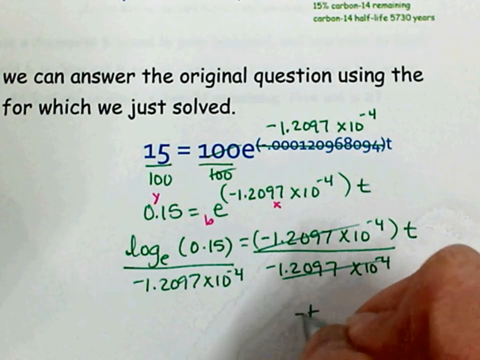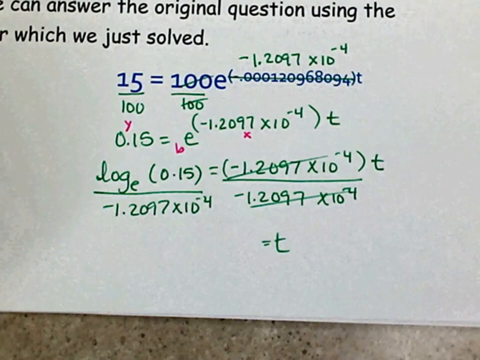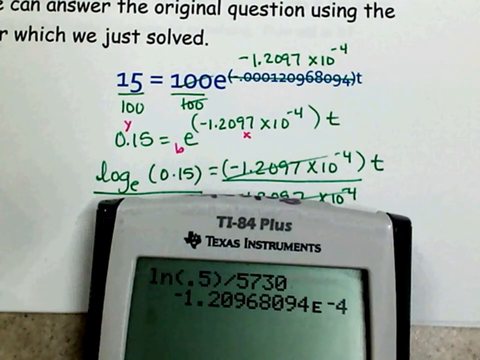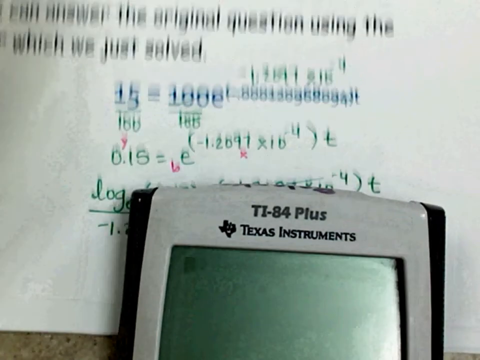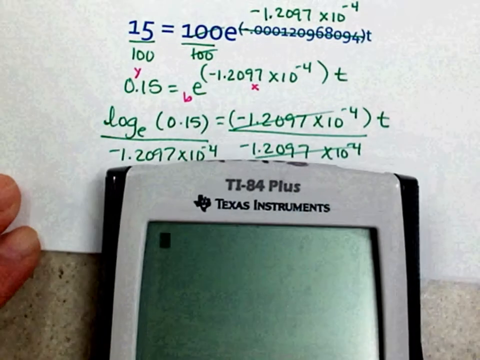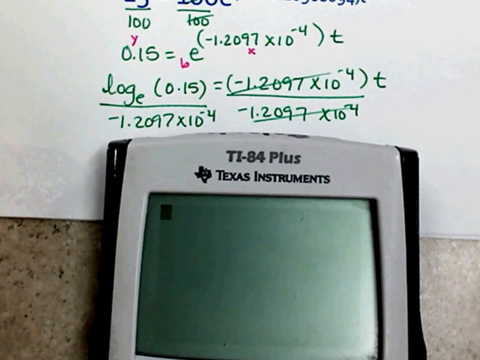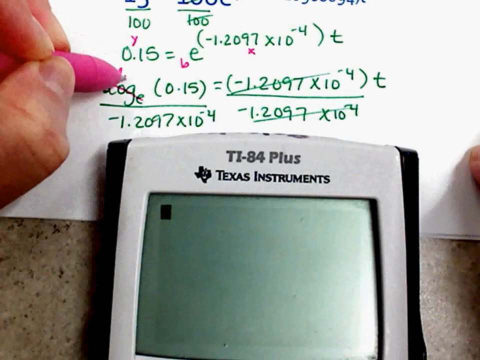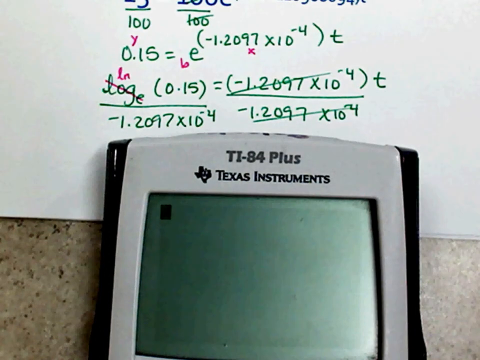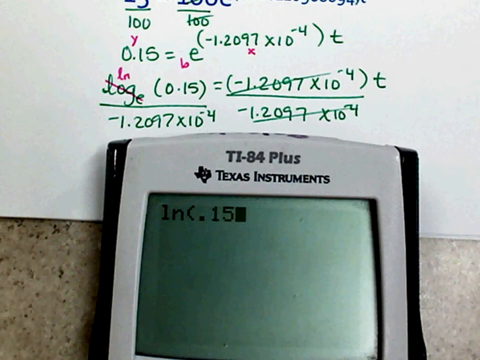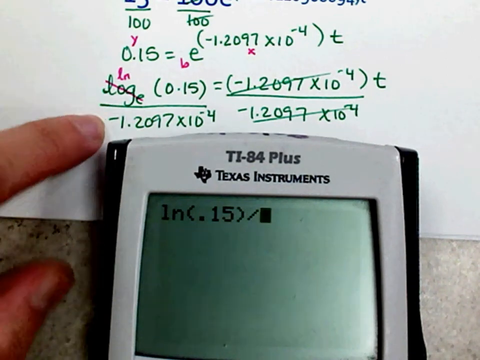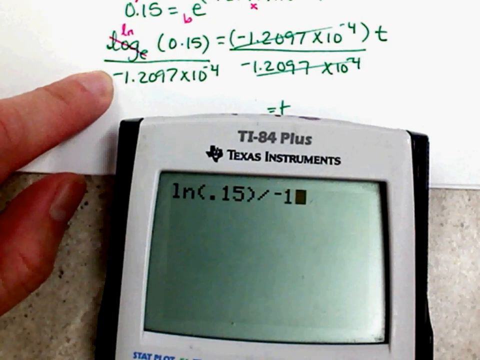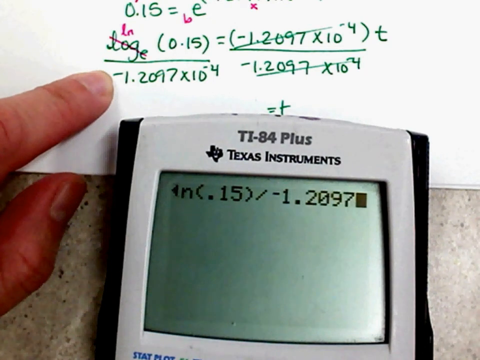Alright, now let me show you guys how to type this in using exponentials. Okay, scientific notation. Can you guys see that okay? So instead of log base e, I'm going to replace that with natural log. So natural log 0.15 in parentheses divided by, watch how I type this in. You do not need a parentheses. Negative 1.2097.